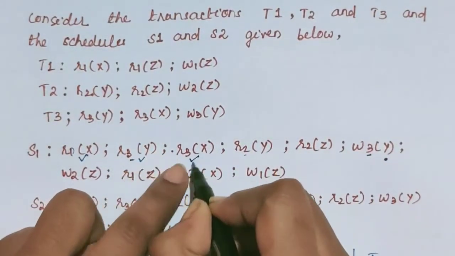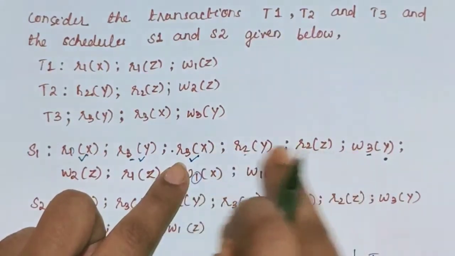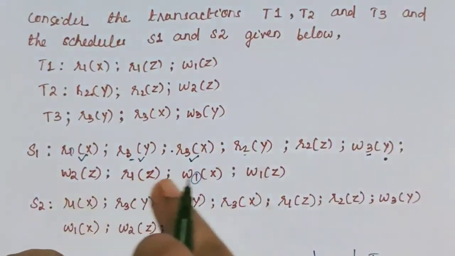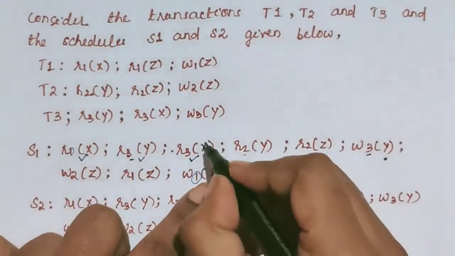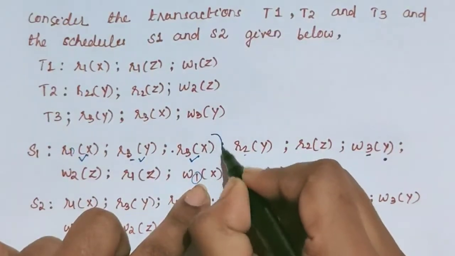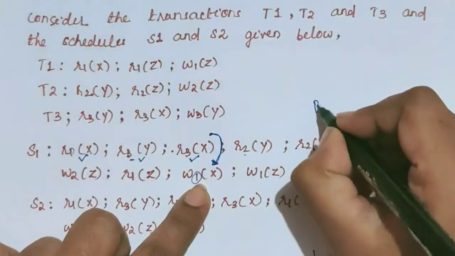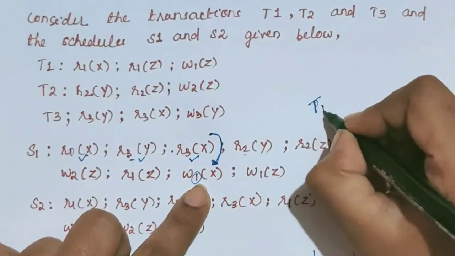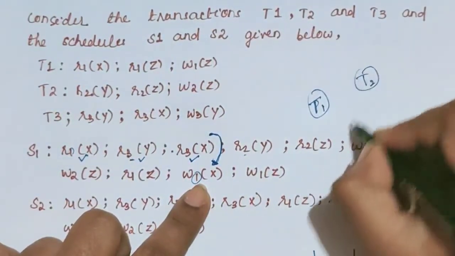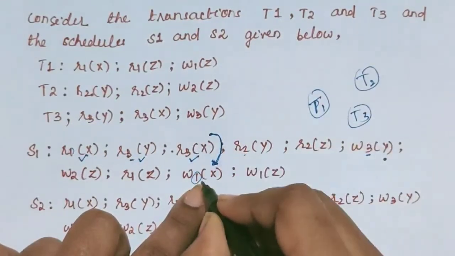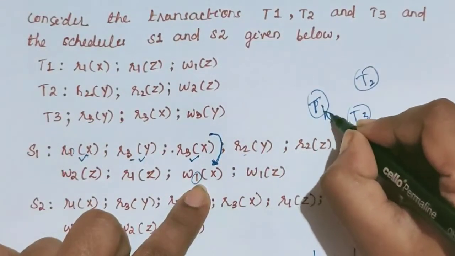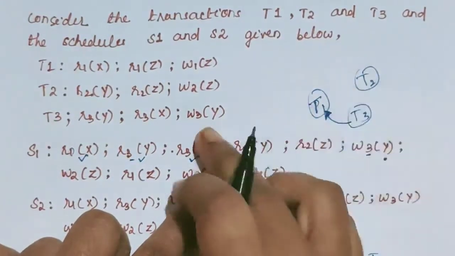Then again check for r3 of x. Find the variable x after this; here x is present. See r3 and w1, so from 3 to 1 there is a conflict. So write the precedence diagram like this. So r3 to r1 was a conflict pair.